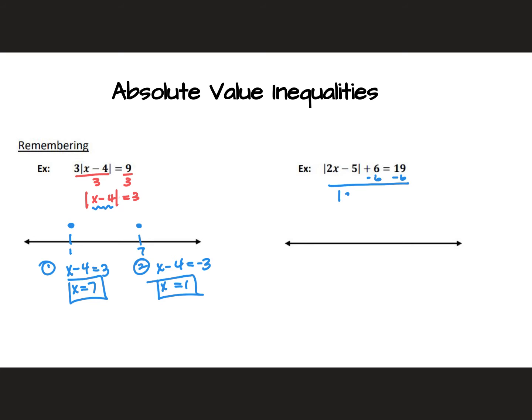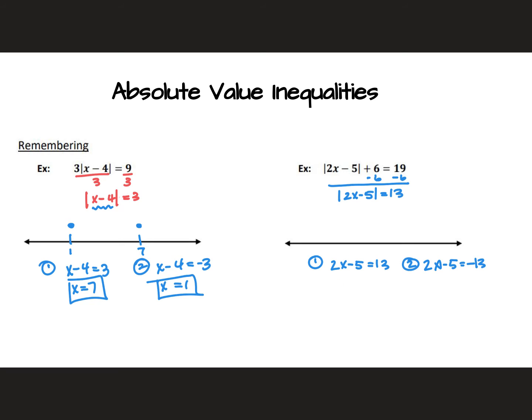Similarly, on the second example, I would begin by subtracting 6 from both sides. I get the absolute value of 2x minus 5 is equal to 13. And then I can break this up into my two equations. So the first one would be that 2x minus 5 equals 13, and the second one would be that 2x minus 5 equals negative 13.